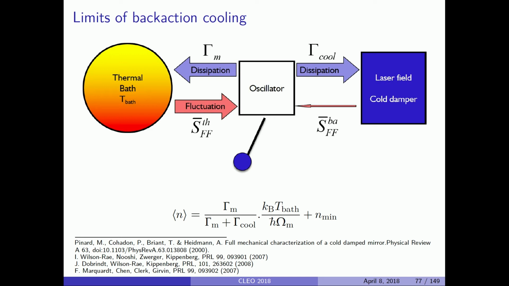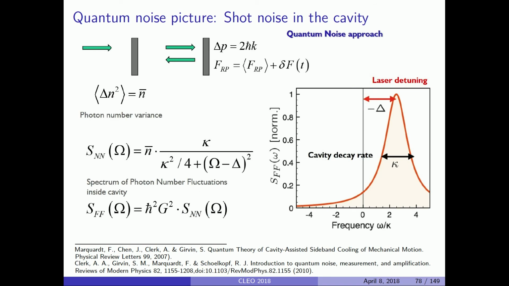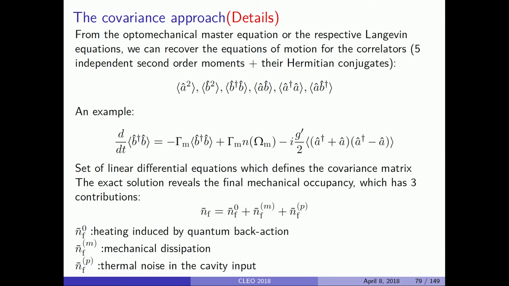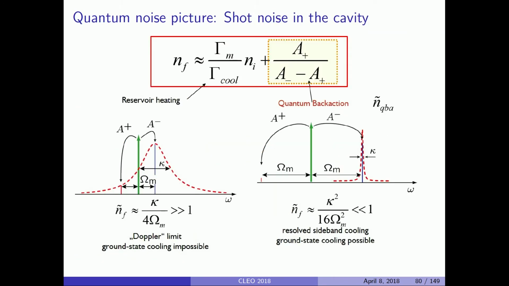It gives them a finite occupancy. That's called the quantum limit of laser cooling. And one can calculate that. And what you find is that whenever the line width of the cavity is very small compared to omega m, you can cool oscillators all the way down to their motional ground state. If, for instance, the line width of the cavity is very large compared to omega m, then you have the so-called Doppler limit. And that's actually one thing that's kind of interesting about these calculations.